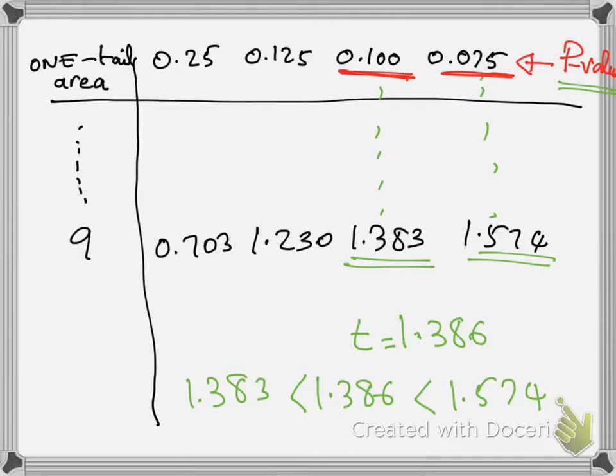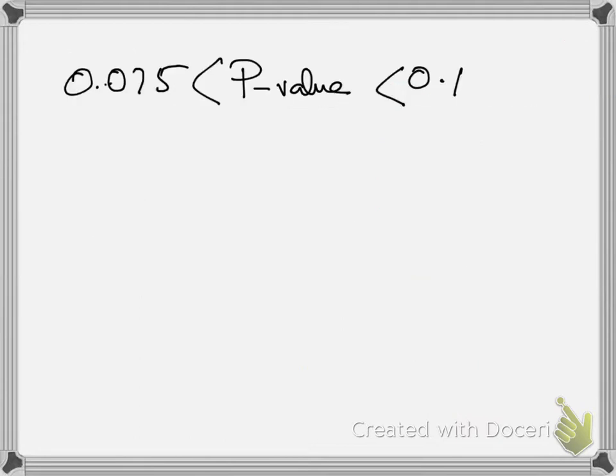Again, the first row in the top, that will be your p-value. And our test statistic t, we got 1.386, which is between these two values, right? 1.383 and 1.574, which is between 0.1 and 0.075. So the 0.1, 0.075, that will be your p-values, okay? So your p-value is between these two values.